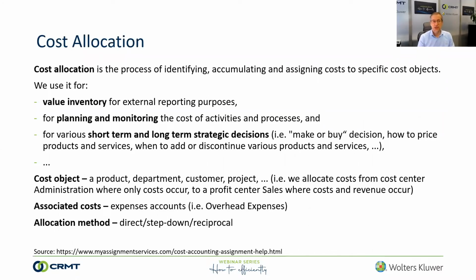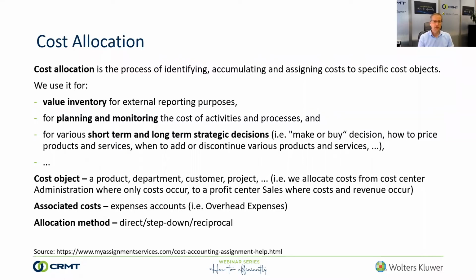With cost allocation, we come across different subjects. So first is the so-called cost object. A cost object can be a product, a department, a customer, a project. So with cost object, we allocate costs from one cost center, in this example administration, where only costs occur, to a profit center, in this example sales, where costs and revenue occur. So the exercise is to move costs from one department to another department to achieve the goals that we will see later on.